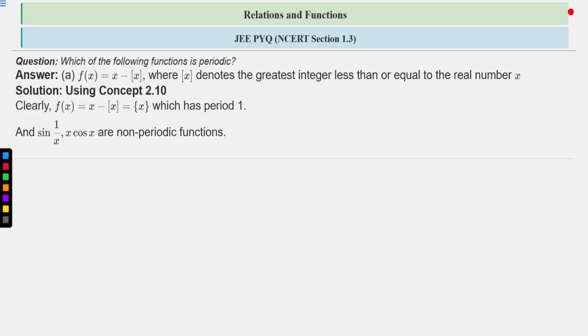And sine 1 by x and x cos x are non-periodic functions, because they are not repeating in any particular interval. Therefore, option A, f(x) is equal to fractional part of x, or x minus greatest integer function of x, is a periodic function having period 1. Therefore, option A is the correct option. Okay, let us move to the next question.